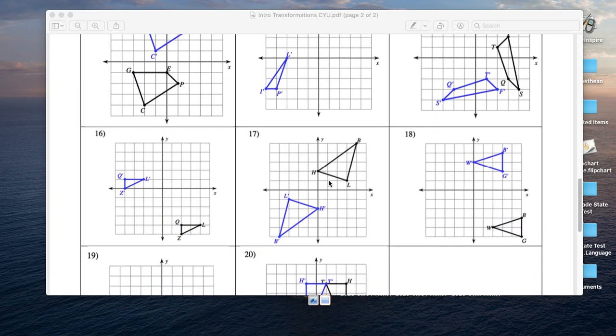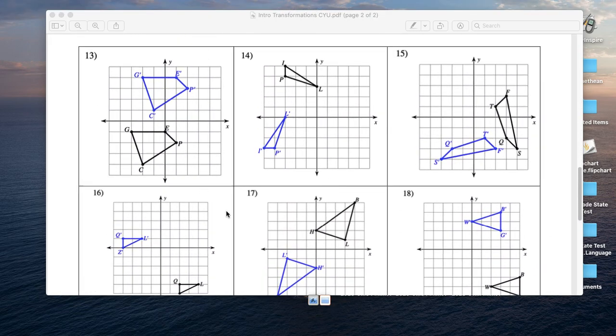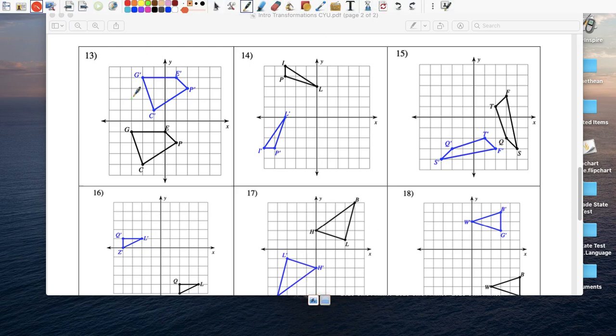There's more. Okay, 13. Hopefully you have it. It's a translation. If I took this image here and I said, hey, I'm going to take this image and I want you guys to move it 1, 2, 3, 4, 5 units up, and then 1 unit to the right. Look at that. So this is a translation.